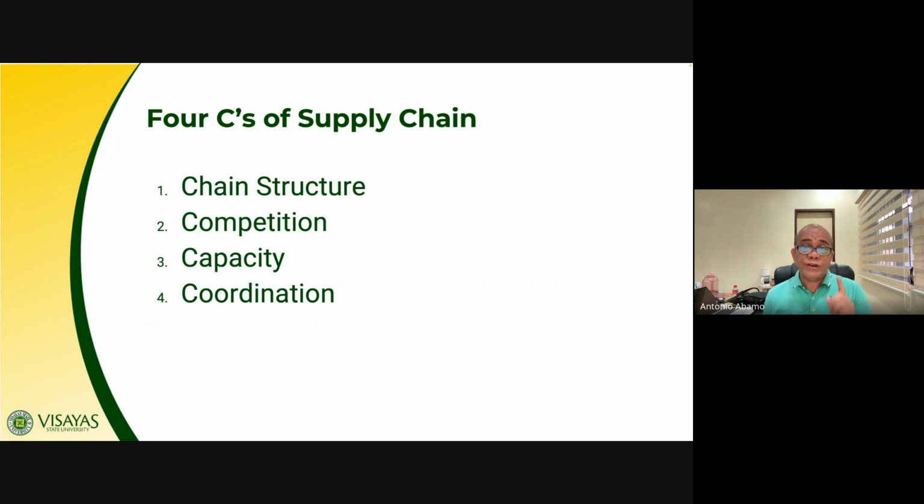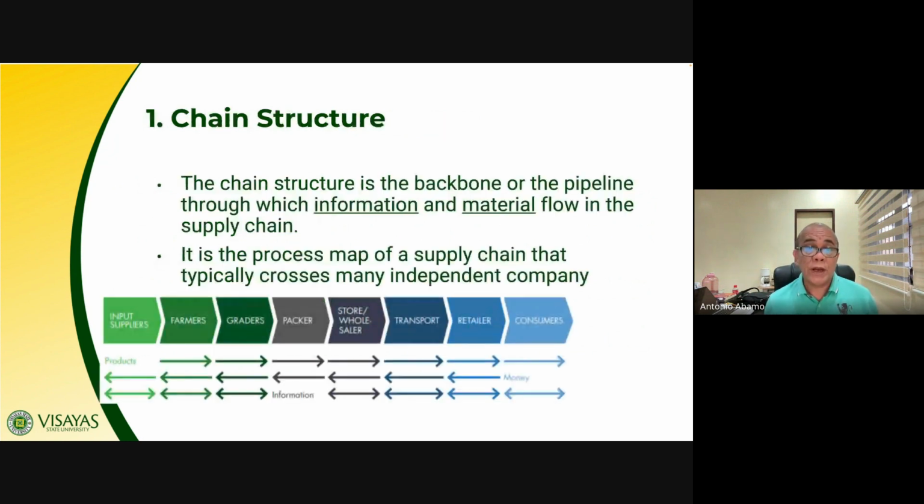Now, there are four C's of a typical supply chain. When you talk about supply chain, there are four C's. And these four C's, or letter C, actually are also the object of analysis in order to assess whether the supply chain is effective or not. Okay, so you have here the four C's: chain structure, competition, capacity, and coordination.